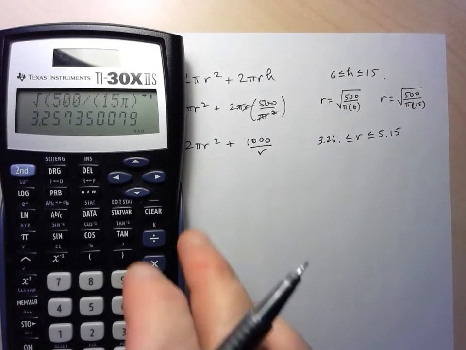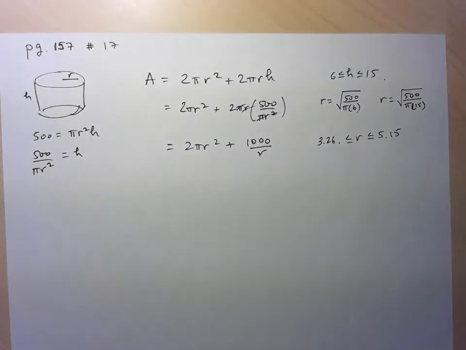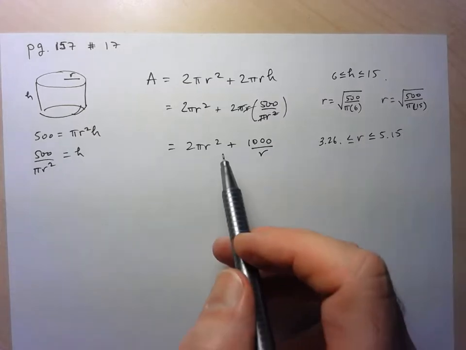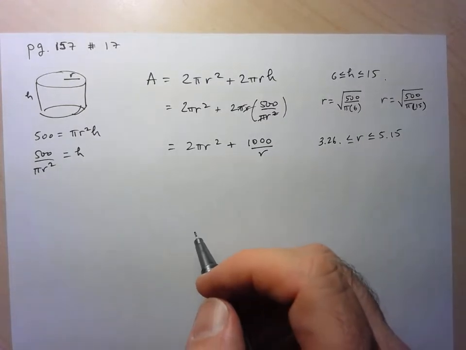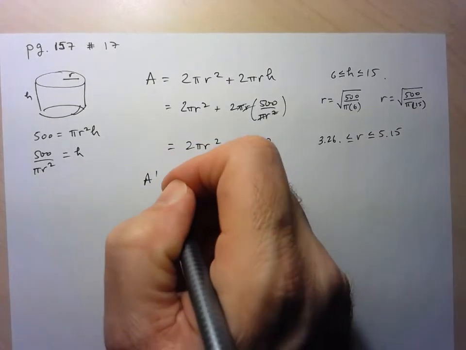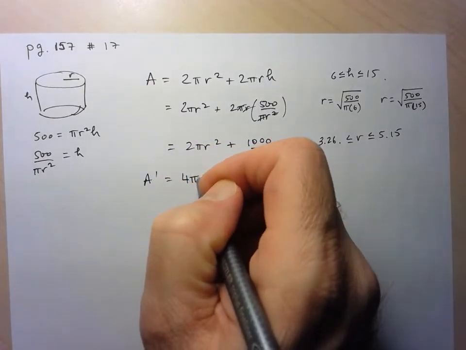Okay, so there's my constraint on the radius. For me, doing these two quick calculations was better than having to work with this equation in terms of h. But of course, you might have chosen differently. So now we can take the derivative. So here we just end up with 4 pi r.